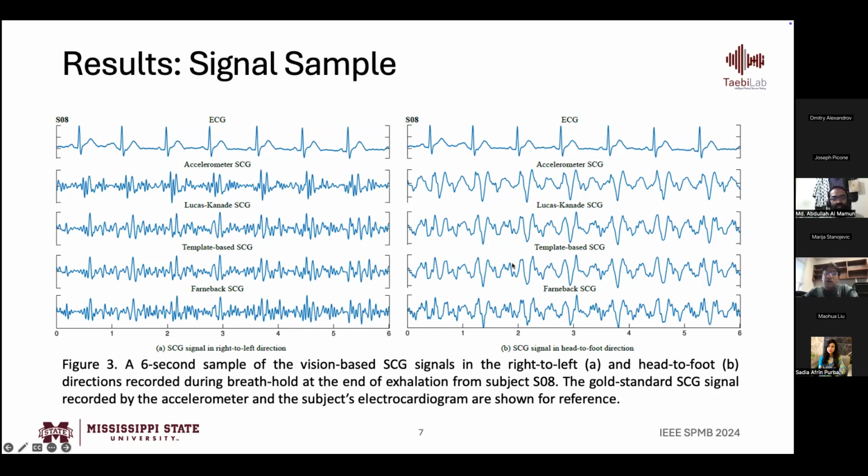Visual inspection confirms that the vision-based SCG signal is very close to the accelerometer signal, with resemblance between the signal extracted by the 3 vision-based methods and the gold standard accelerometer signal. This indicates that our method successfully captured cardiovascular-induced chest vibration.